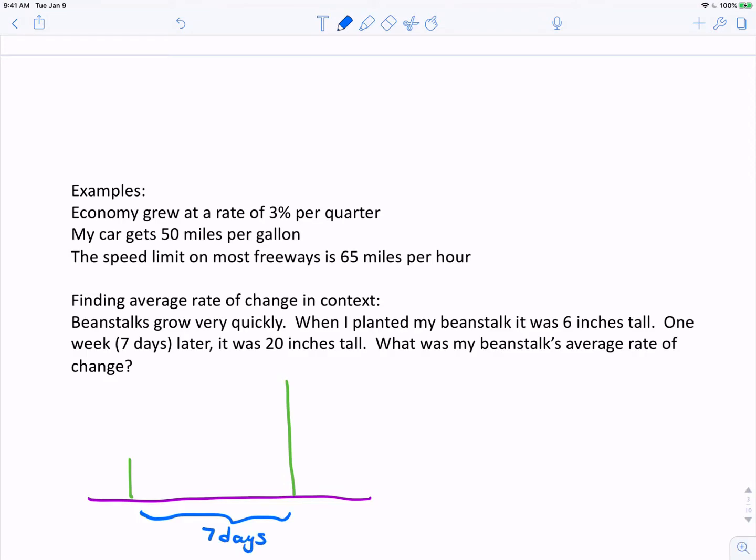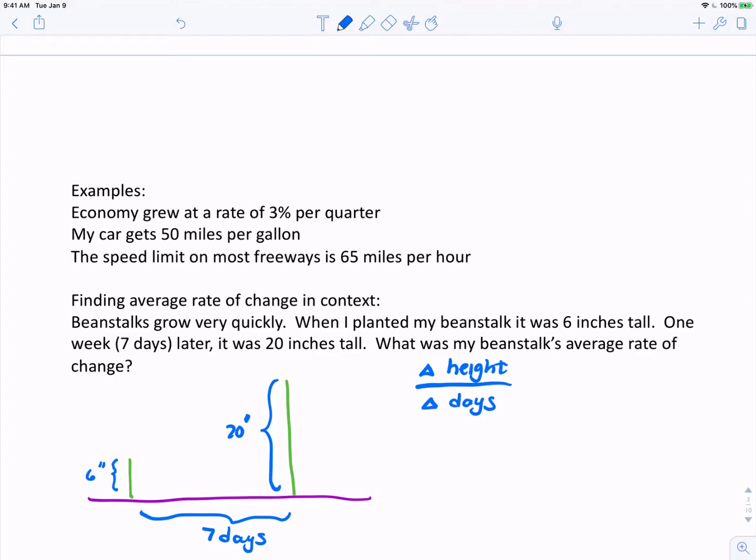So we wanted to find the average rate of change. It's the change in the y variable, the change in height, divided by the change in the horizontal variable, x, which is called t in this case. That variable is days.